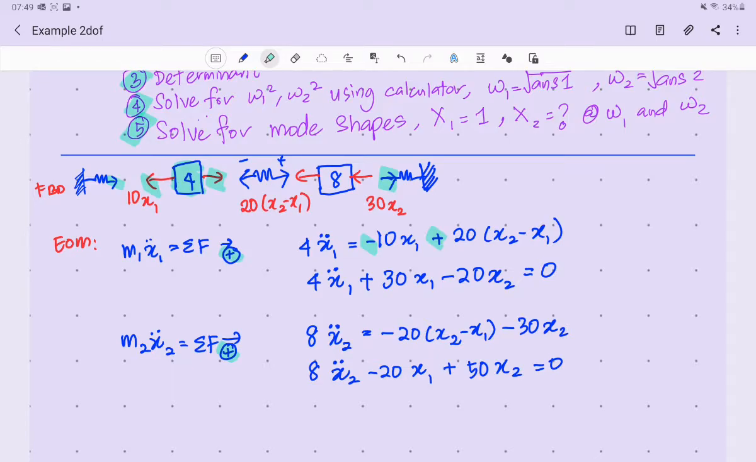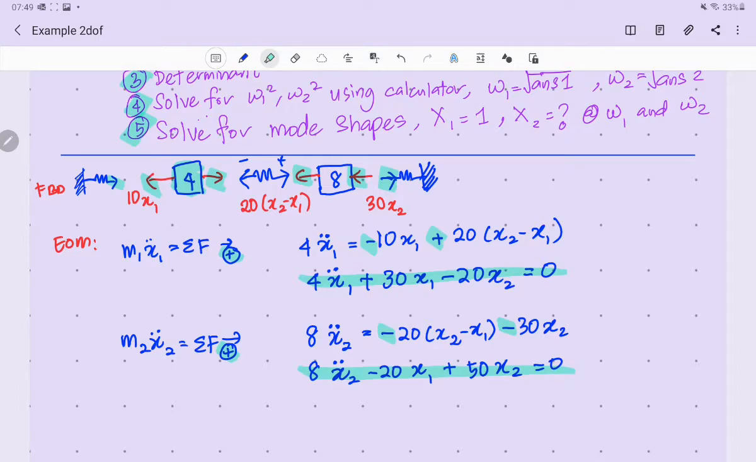Same goes for m2 x double dot 2. You can see that this force goes to the left, so that's why it's negative. This force goes to the left as well, so both are negative. And rearrange the terms, so you do have these two main equations for your EOM.